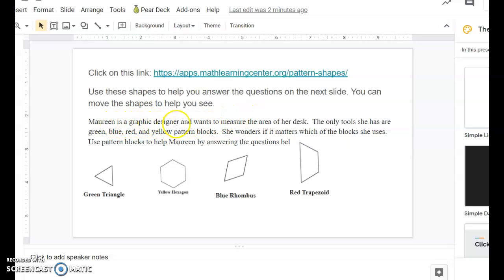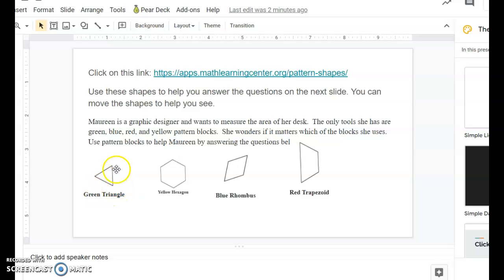Maureen is a graphic designer and wants to measure the area of her desk. The only tools she has are green, blue, red, and yellow pattern blocks. She wonders if it matters which block she uses. Use pattern blocks to help Maureen by answering the questions on the next slide.